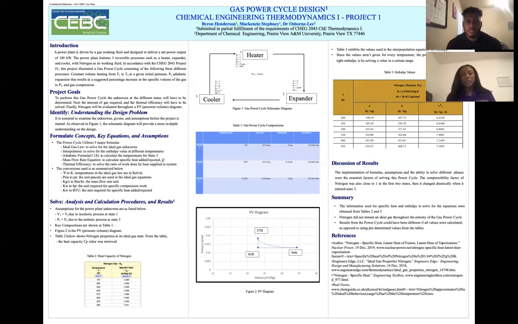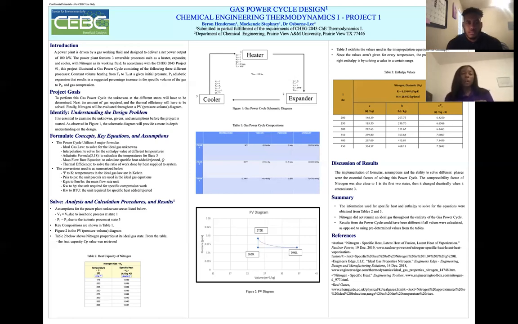The conversions used are summarized below. You're able to see that we had to convert from Fahrenheit to Kelvin, and that's because in the ideal gas law, all temperatures will have to be in Kelvin. And since ours was given to us in Fahrenheit, we had to convert that.